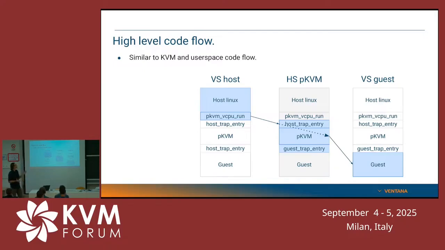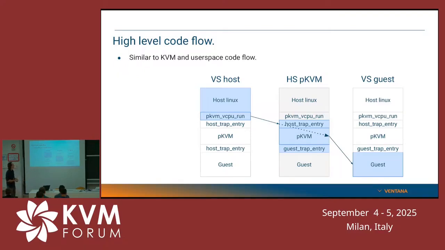The pKVM in the HS mode receives a trap. It starts executing the handler. It sees, oh, it's an ecall, and it's an ecall for pKVM. So the pKVM code runs, sets up the VS guest, and then enters it.